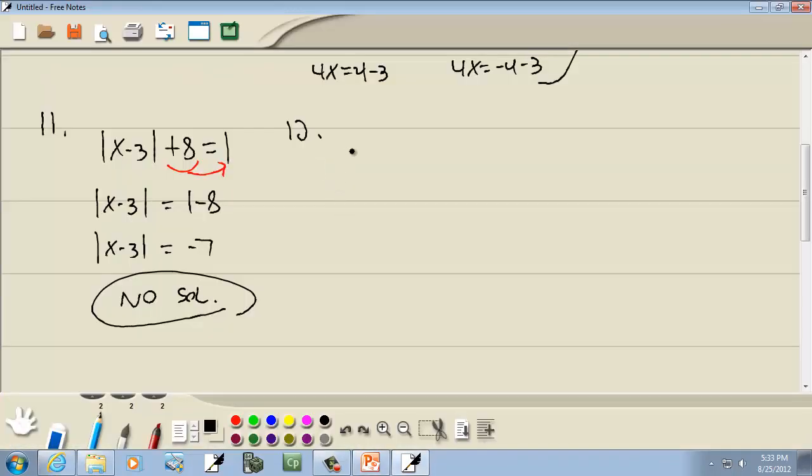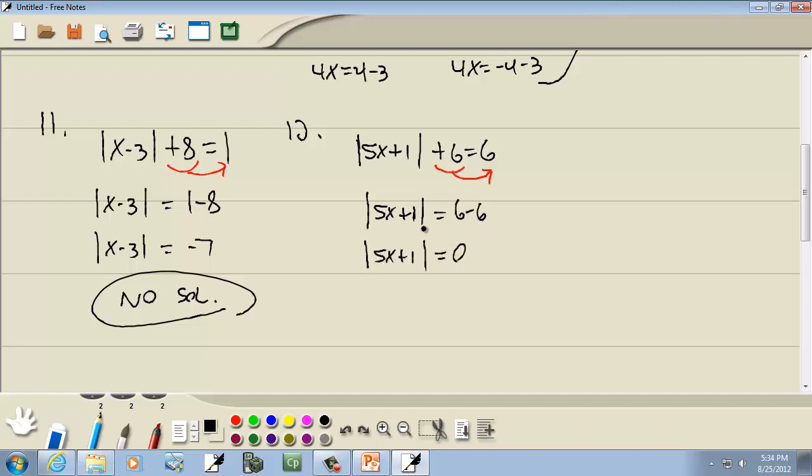Now this one's another oddball case. We got 5x plus 1 inside the absolute value plus 6 is equal to 6. Well, again, we have to get the absolute value by itself. So I'm going to take the 6 over to the right side. So we got the absolute value of 5x plus 1 is equal to 6 minus 6. Or the absolute value of 5x plus 1 is equal to 0.